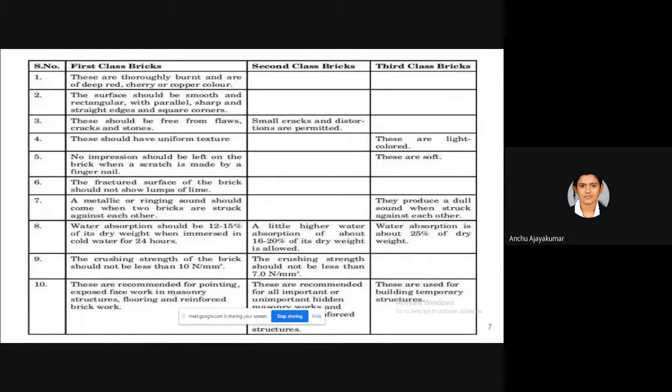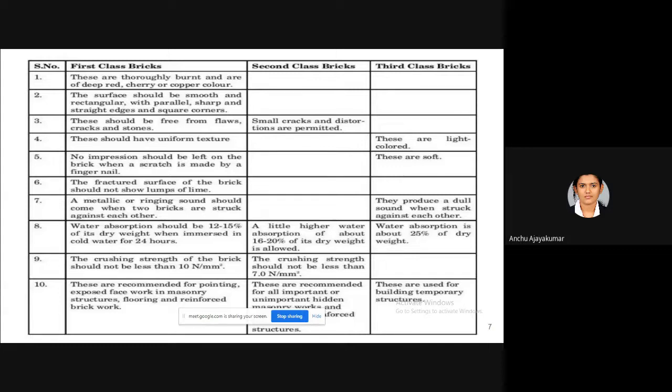I am moving from left to right. What are third class bricks? Even in our class, we have 3 classes of students. Like that, in our market, we have 3 classes of bricks. These third class bricks are light color bricks with soft texture. They will produce a dull sound when struck against each other. And their water absorption is 25% by dry weight, and they are used for temporary structures. From these 4 or 5 points, you can classify this as third class brick.